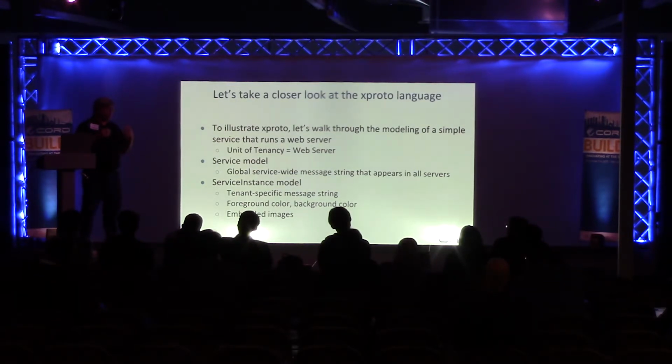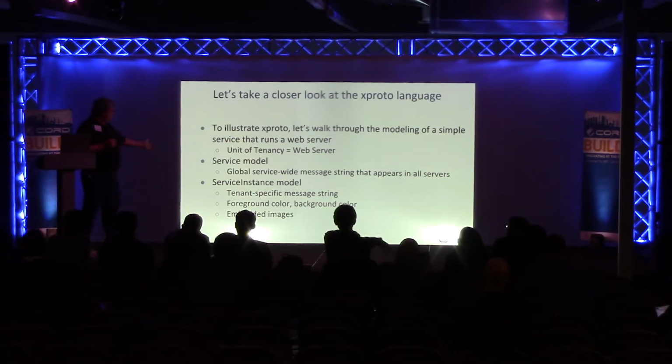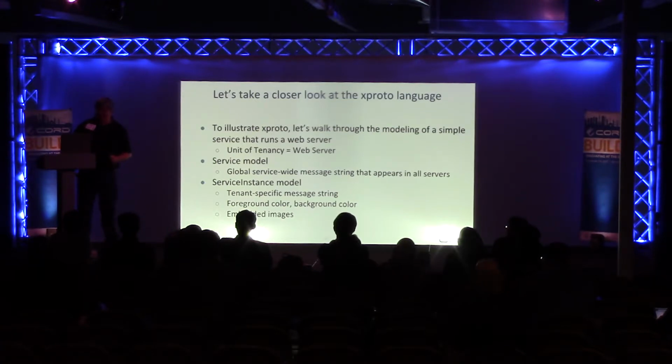And then for the service instance model, we're going to give you a tenant-specific message string, which is a different string that you could put into each individual server. So then when we bring up a web server, we will give you a web page that puts those two strings together. We're also at the service instance level going to let you specify some colors for your page and add some embedded images to your page.